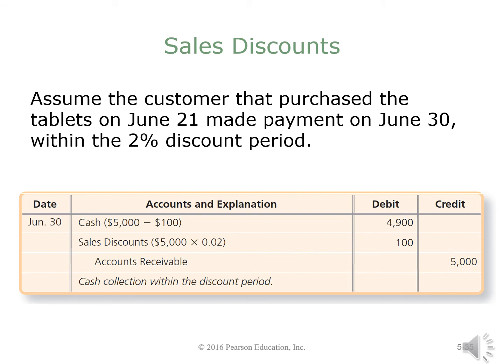The next thing that I will work out is the sales discounts. We offered a 2% discount on the sale amount of $5,000, so that is $100. That sales discount is going to reduce our overall sales revenue. Again, we don't want to use sales revenue directly, so we're going to use another contra account called sales discounts. We're going to debit the sales discount account for $100, and the net amount between these two is the amount of cash that we received, $4,900.